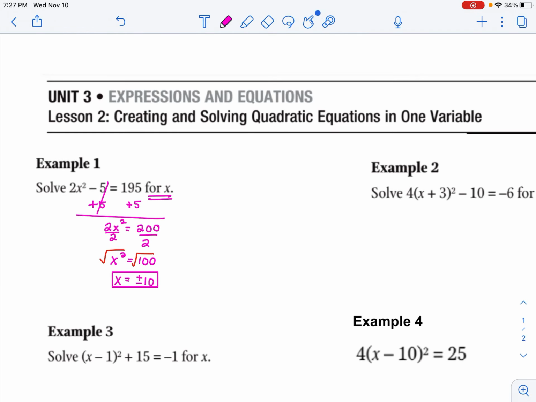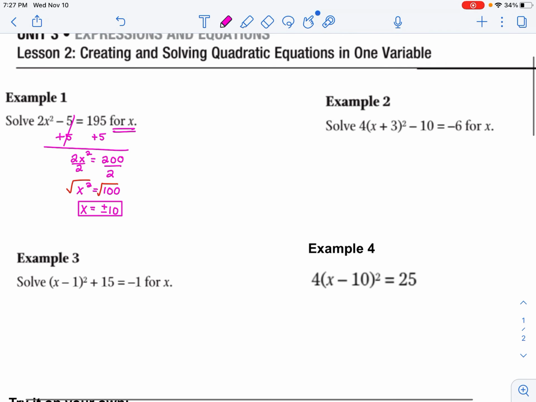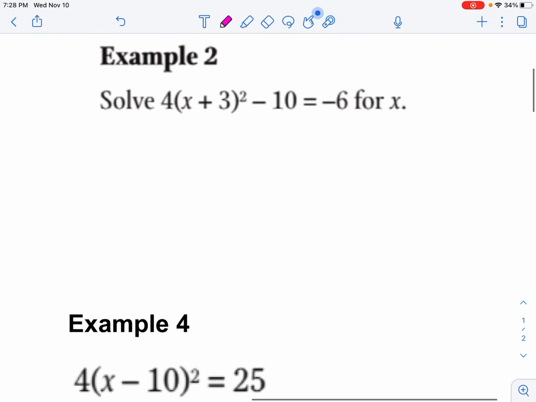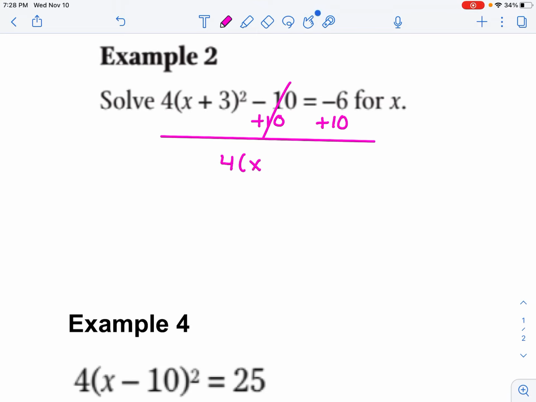All right, looking at number 2. This says solve 4 times (x plus 3) squared minus 10 equals negative 6. So this one looks a little bit different. We're going to follow the same procedure to get x alone. I'm going to first get rid of that minus 10 by adding 10 to both sides. So then on the left-hand side, I'm left with 4 times (x plus 3) squared equals, and then negative 6 plus 10 is going to give me a positive 4.